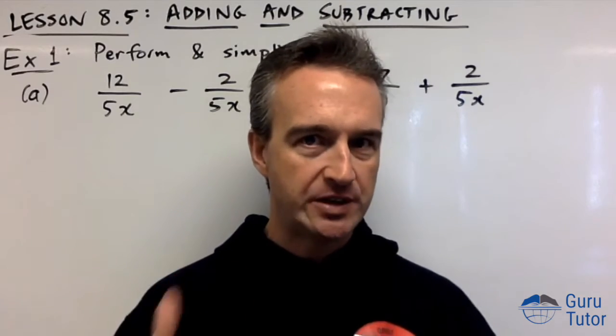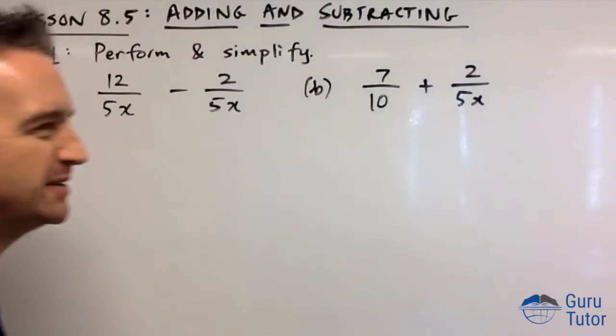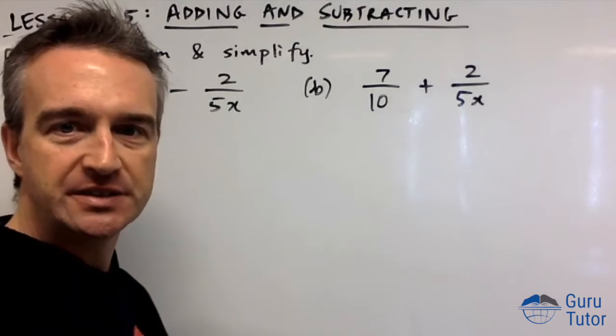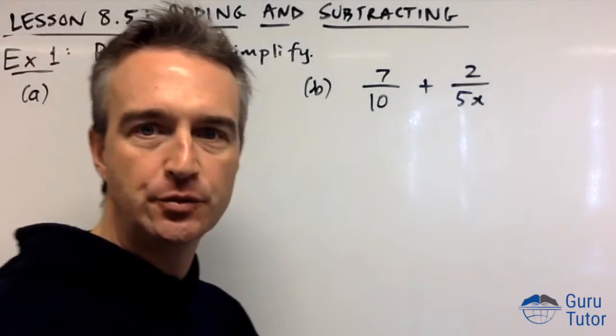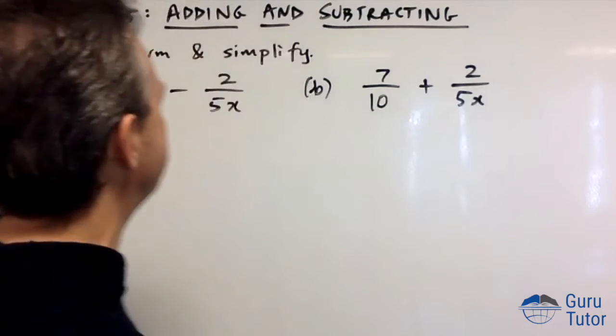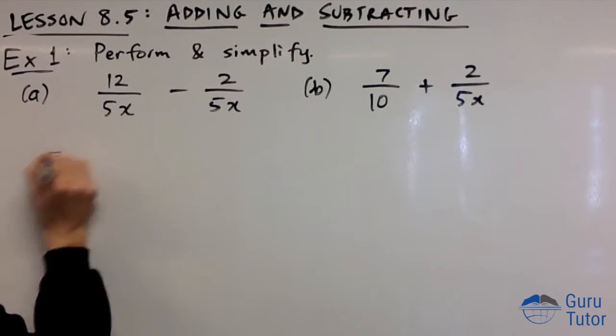So we're still doing those rational expressions. Remember, that just means polynomials inside fractions. And today we're going to be adding and subtracting them. All right, and it's just done the same way we do regular fractions, except it gets a bit tricky. So anyway, first one here, let's just try a and b.